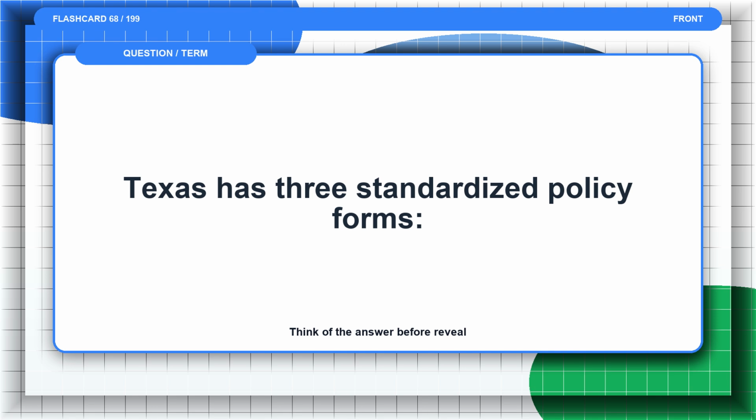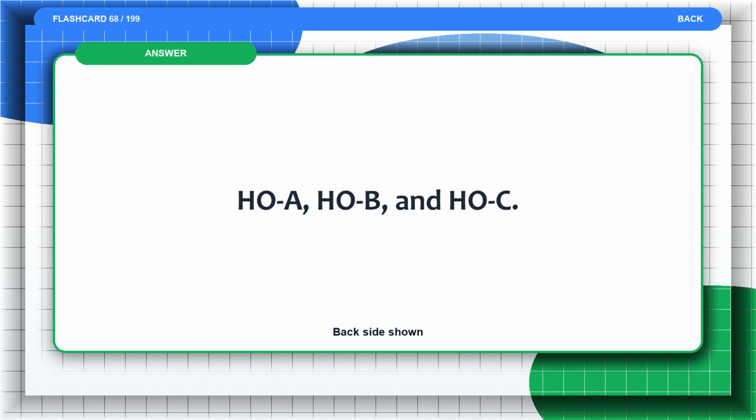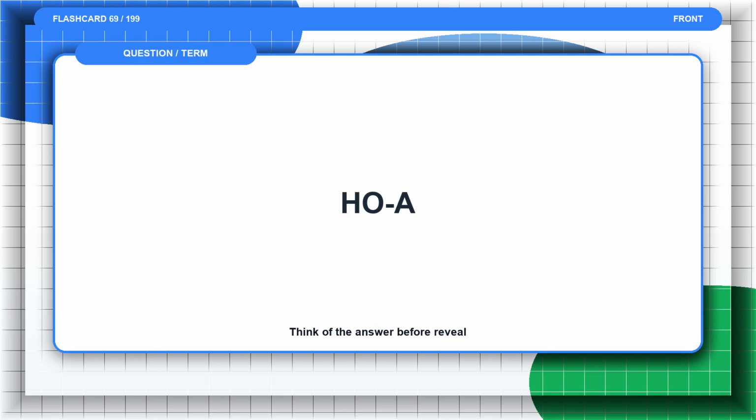Flashcard 68. Texas has 3 standardized policy forms. Pause and think of the answer before the reveal. The answer is HOA, HOB, and HOC. Flashcard 69. HOA. Pause and think of the answer before the reveal.